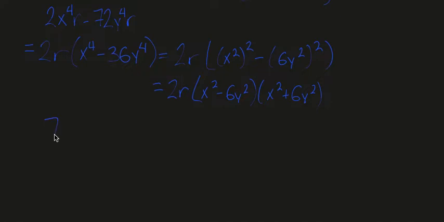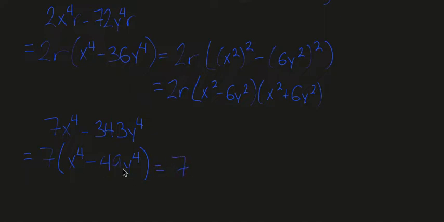The next problem we have here is 7x to the 4th minus 343 y to the 4th. Our first step here is going to be to factor out the like term. Both terms have a 7 in common, and we'll be left with x to the power of 4 minus 49 y to the power of 4.